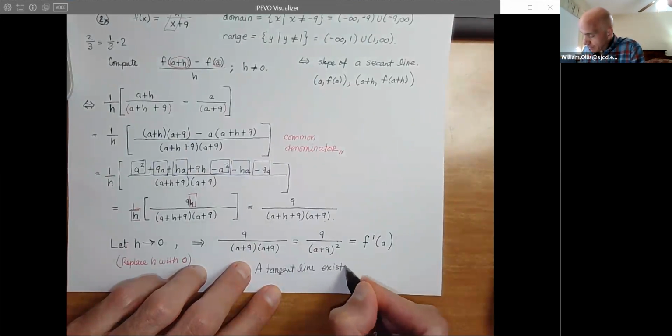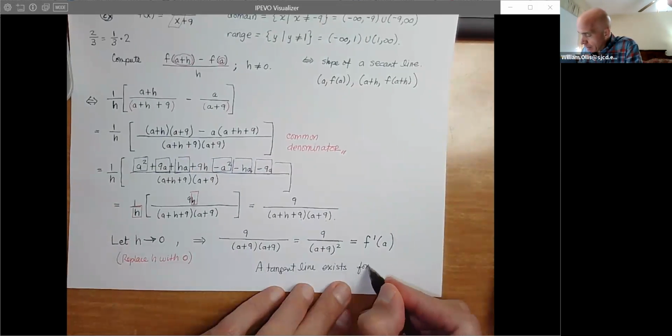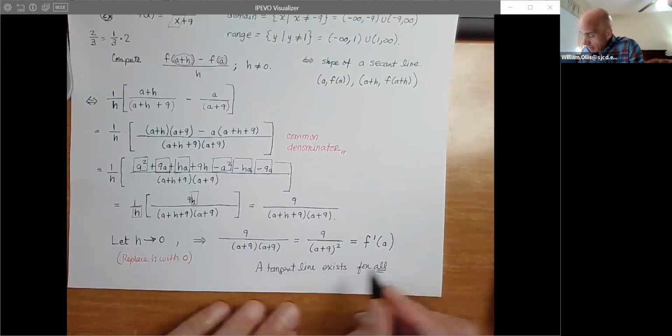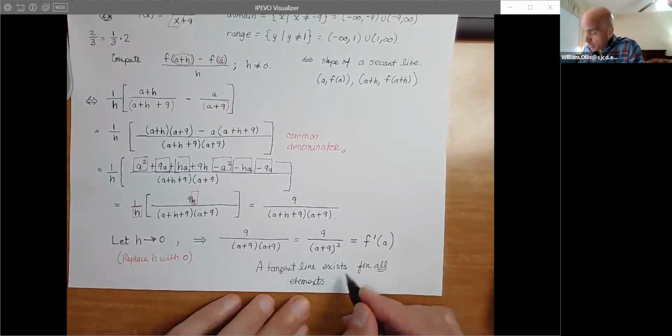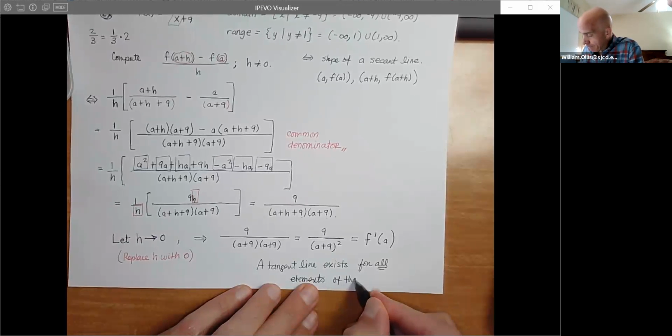So we'll just say a tangent line exists for all elements of the domain.